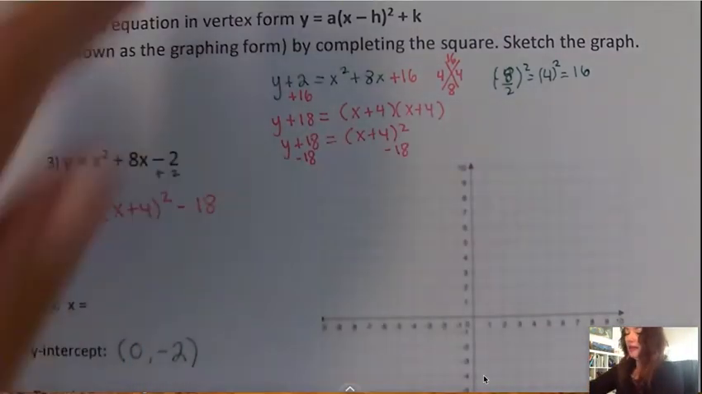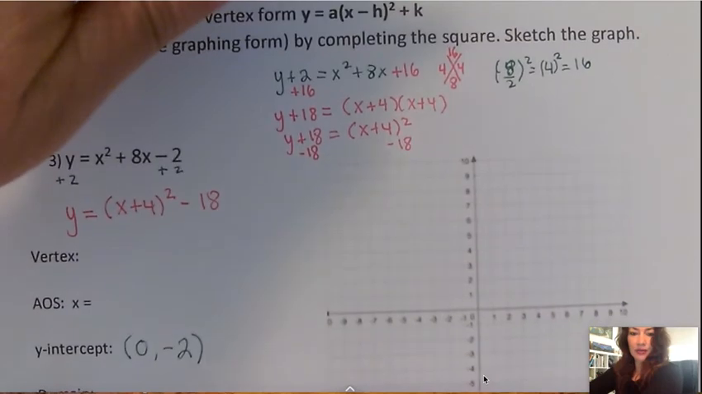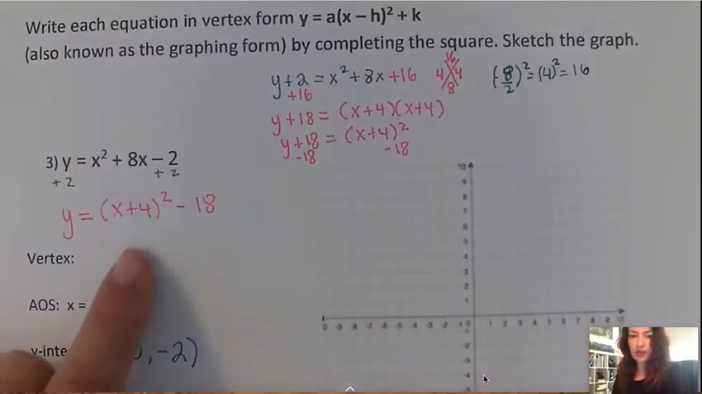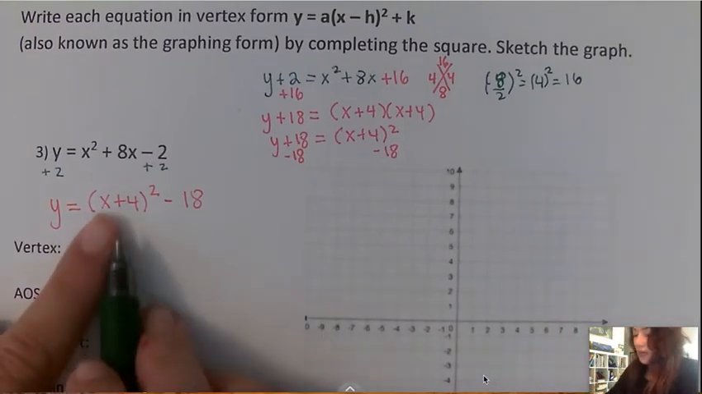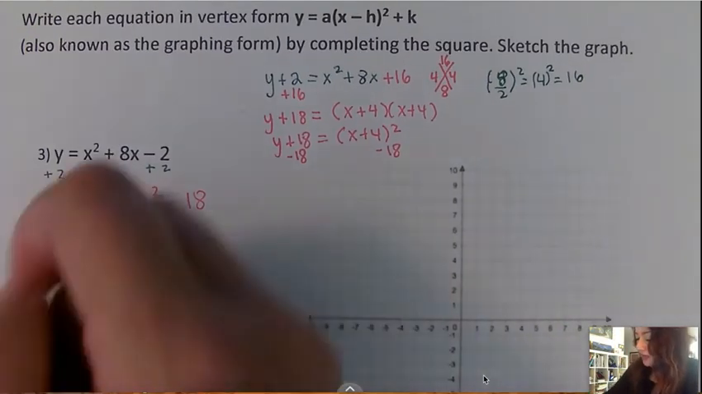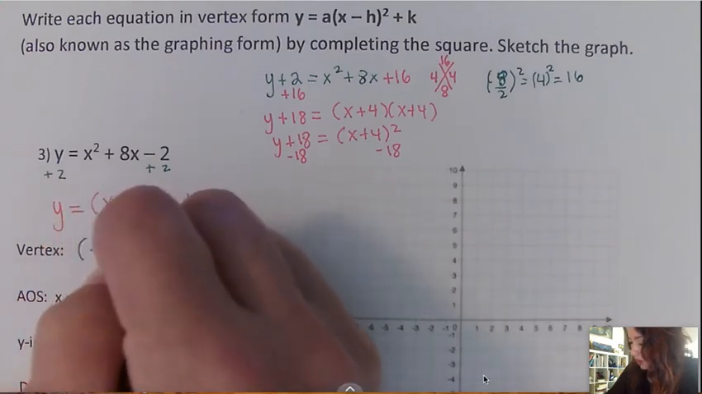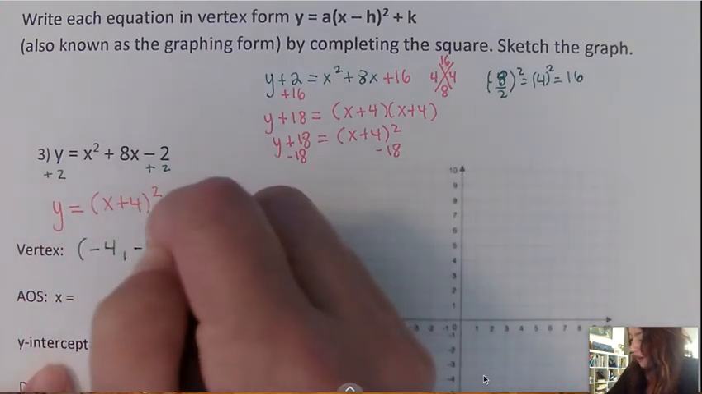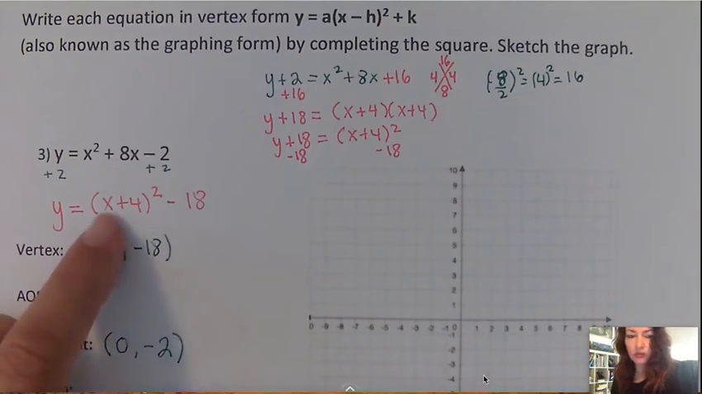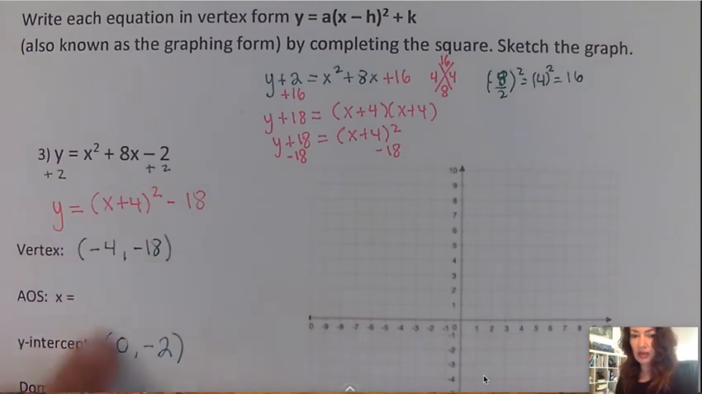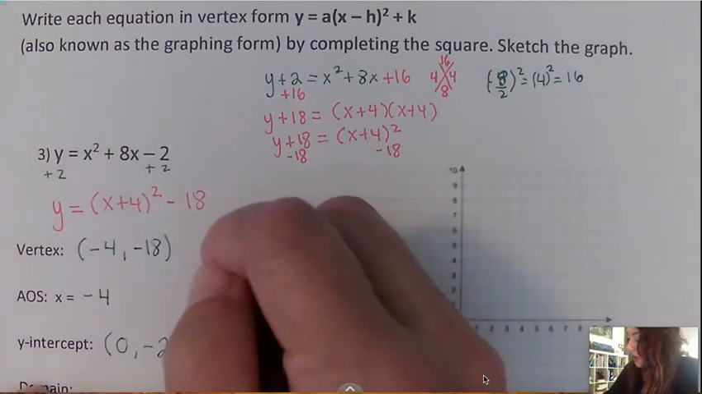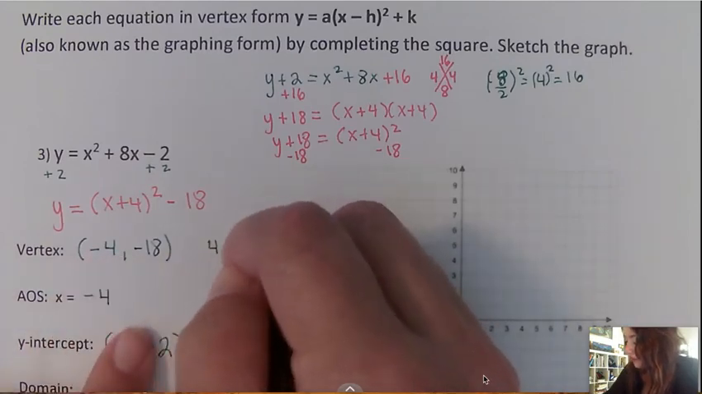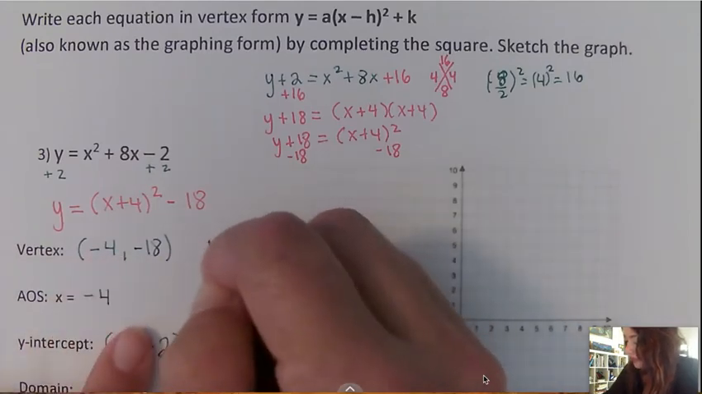Okay, now let's go ahead and write the main characteristics. So once we have our equation, we can go ahead and see that our vertex happens to be (-4, -18). Our axis of symmetry is always the first value of our vertex, which in this case is -4. So our axis of symmetry is x equals -4. Now how this graph shifts is 4 left and 18 down.